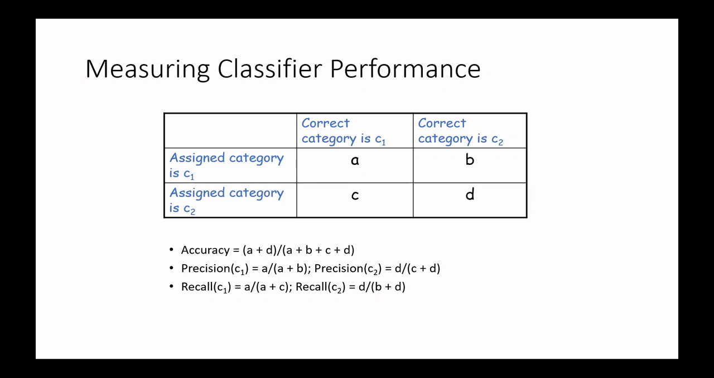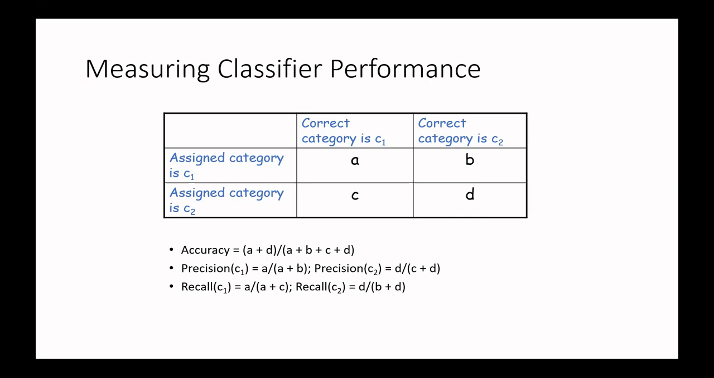So one can define the accuracy as A plus D, because those are the cells where the correct decision has been made, divided by the sum of all the results, that is A plus B plus C plus D. That tells you, okay, my classifier is 70% accurate or 80% accurate.